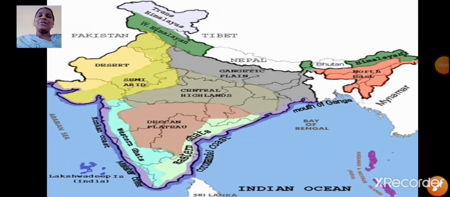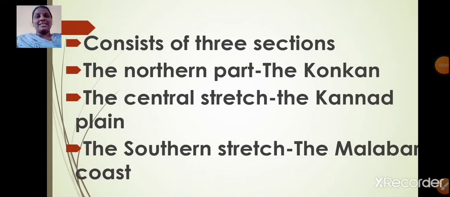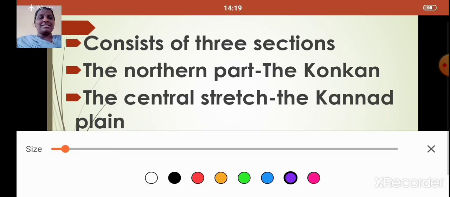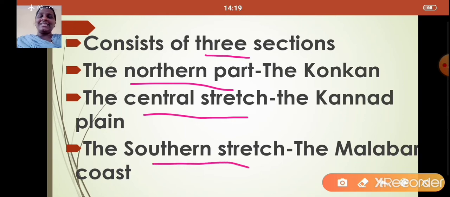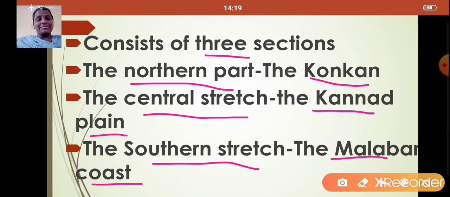Now let us learn more about the western coastal plain. Western coastal plain consists of three sections. You need to remember this, students. Western coastal plain consists of three sections: the northern part, the central stretch and the southern stretch. The northern part is called as the Konkan, the central stretch is called as the Kannad plain and the southern stretch is called as the Malabar coast. So you need to remember this. It may be asked for the objectives.